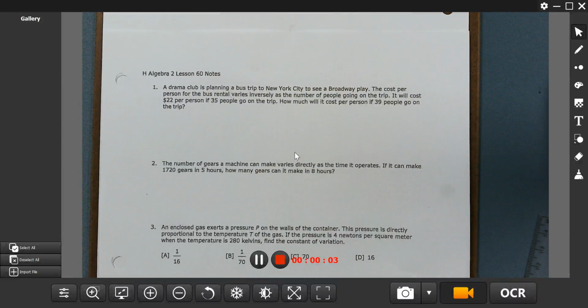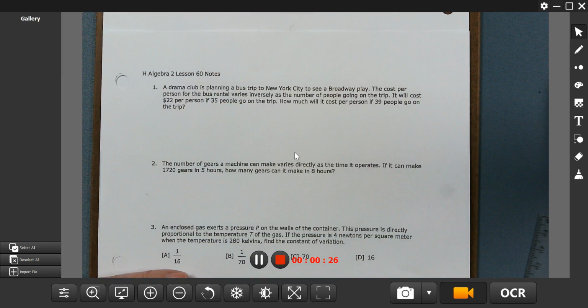Okay, this is lesson 60. This is on direct and inverse variation. First of all, it says, a drama club is planning a bus trip to New York City to see a Broadway play. The cost per person for the bus rental varies inversely as the number of people going on the trip. It will cost $22 per person if 35 people go, and how much will it cost if 39 people go?